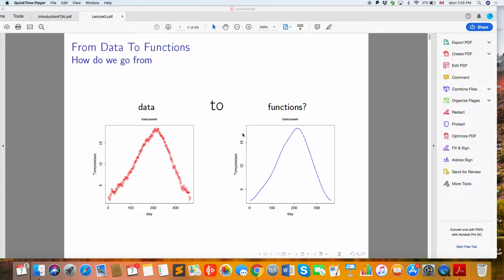Actually, this is, I believe, the average temperature in Vancouver over one year. So we have the daily average temperature in Vancouver, so we have these discrete measurements of the temperature. It is a pretty frequent measurement. So the first step we want to do in functional data analysis is to convert the discrete measurements on the functional data to a continuous function like the right panel.